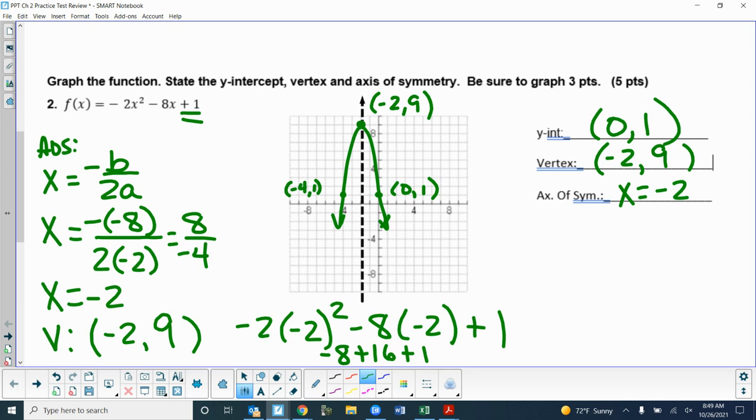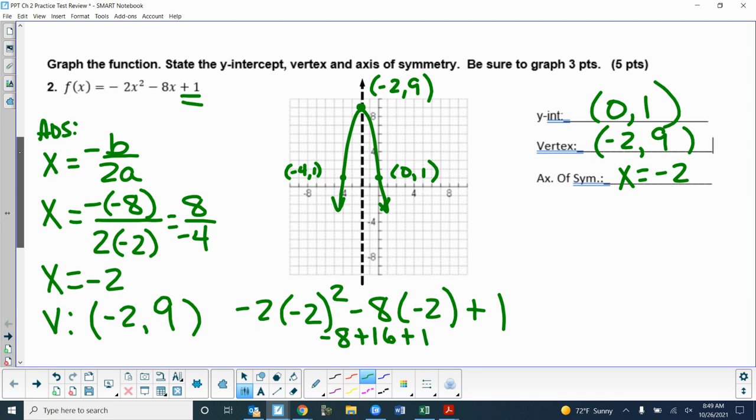Questions on number 2 when it's in standard form? So number 1 was in vertex form, number 2 is in standard form, number 3 is in intercept form. Okay? We're good to go on to number 3?